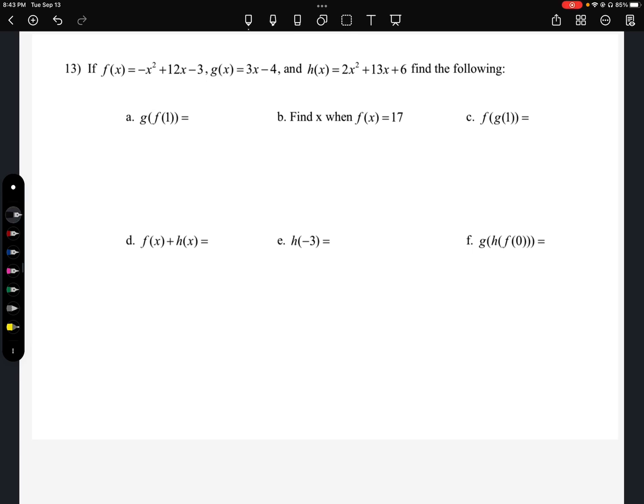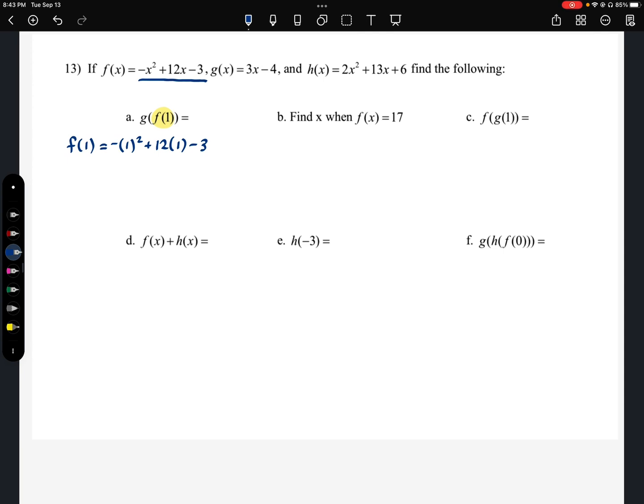Let's do f of 1 first. This is composition of functions. Remember, we'll start on the inside and do what we can do. So we're going to find f of 1, which means our input into function f is 1. Wherever we see our x, we're going to put in a 1. So the opposite of 1 squared plus 12 times 1 minus 3.